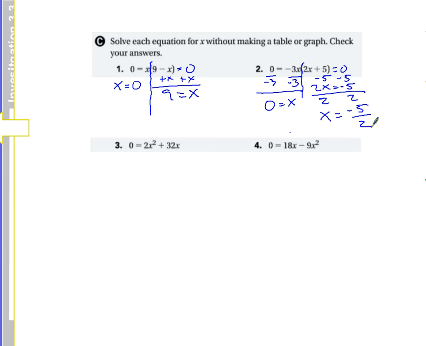The first thing that we're going to look for is a greatest common monomial. And the greatest common monomial for 2x squared and 32x is going to be 2x. So the 2x does not disappear. It goes on the outside. 2x squared divided by 2x is just x. 32x divided by 2x is just 16.